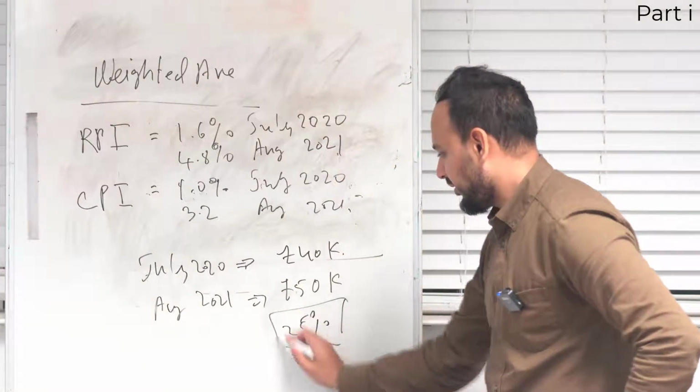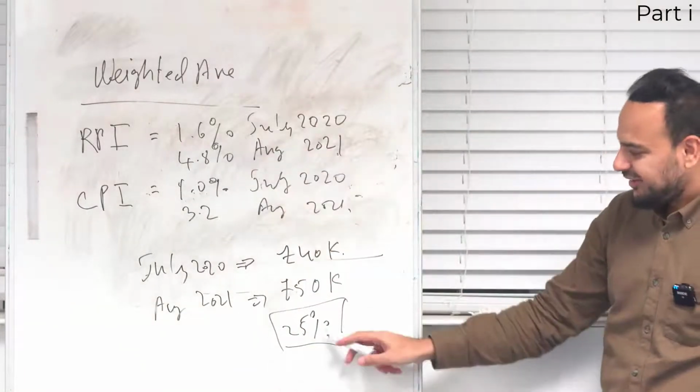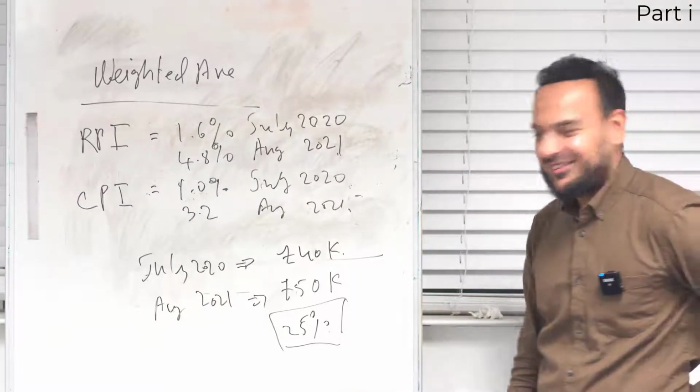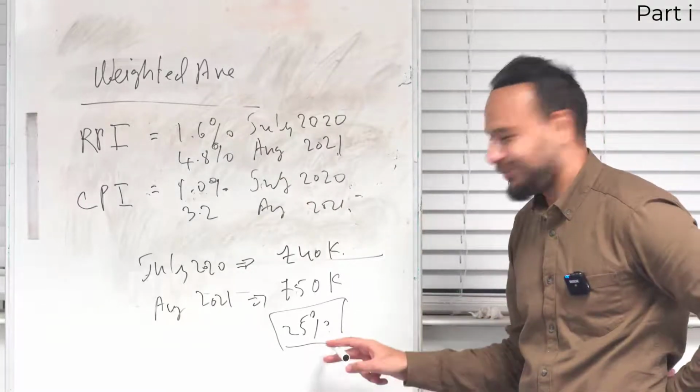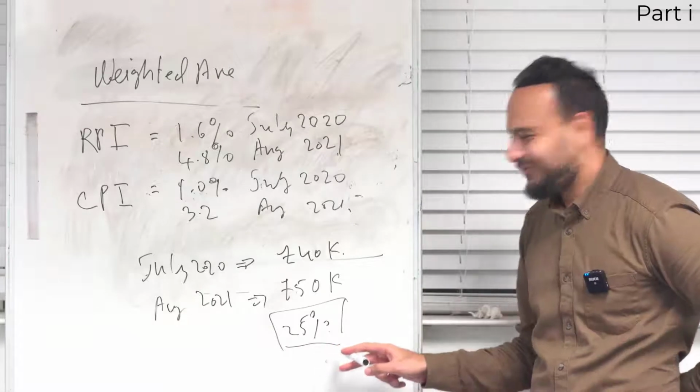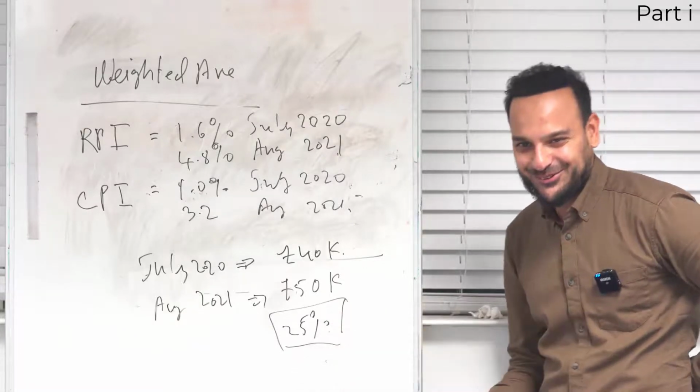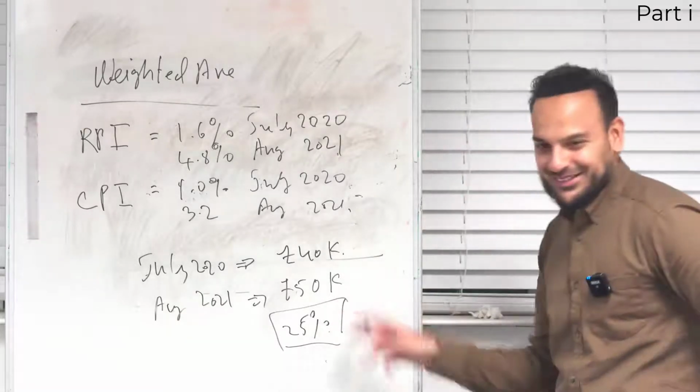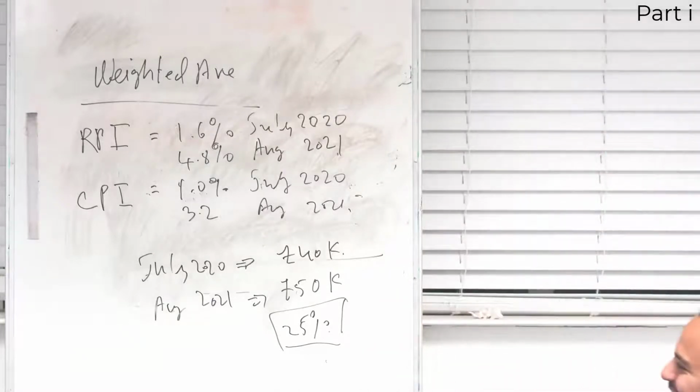But looking at that, is it really 25%? What they will tell you is 25%. That's what your employer will tell you. You got a 25% pay rise. But is it really 25%? It's not. It's less than 25, right? So it's essentially that. But do we do this?